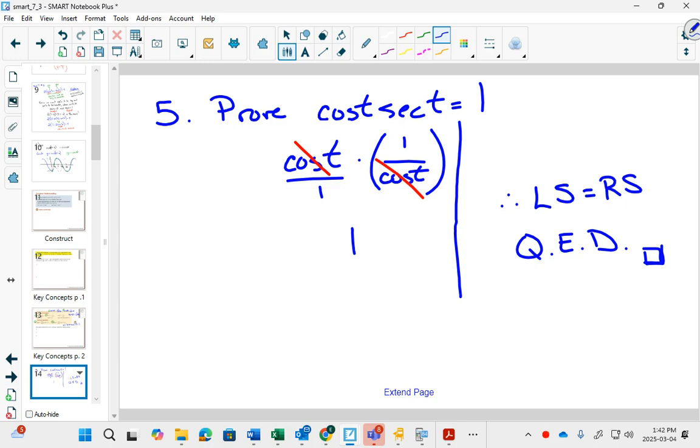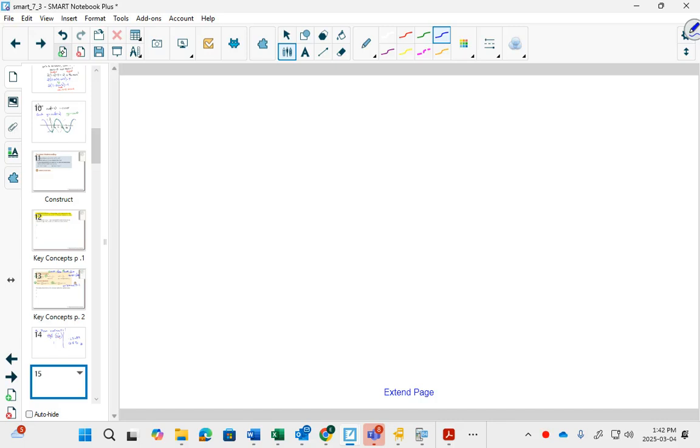Let's do number 12 together next. I'll leave questions 6 to 11. You can work on those. But number 12. So again, formality, we rewrite the question, prove. And sometimes the exam is really nice. Secant theta over cosecant theta equals tan theta.